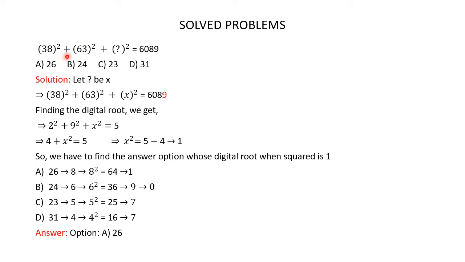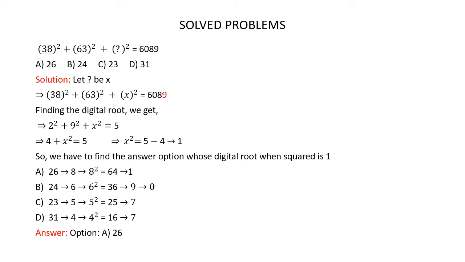38 squared plus 63 squared plus question mark squared is equal to 6089. You are given 4 answer options and you have to find out which of these options can replace the question mark in the given equation. So let question mark be x. So now you have 38 squared plus 63 squared plus x squared is equal to 6089.